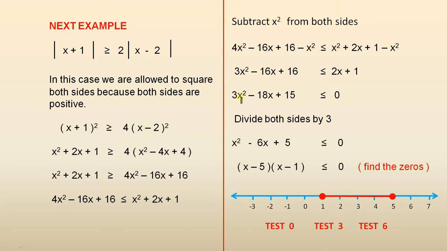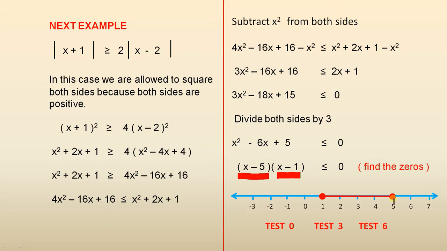You notice here we have 3 minus 18 and 15, so we can divide both sides by 3, and that gives us that inequality there. When we factorise, we get to this stage here. Now we find the zeros. That's very important. So if you look at that part there, what value of x will make this 0? 5. What value of x will make this 0? 1. So they're called the zeros of the inequality.